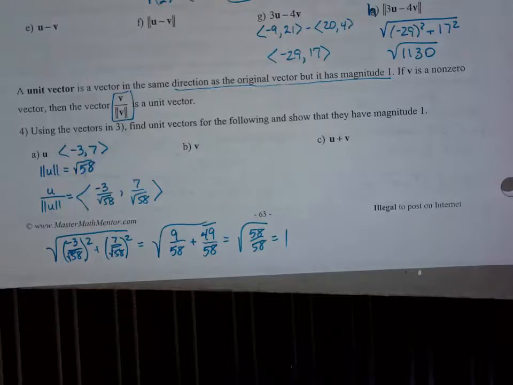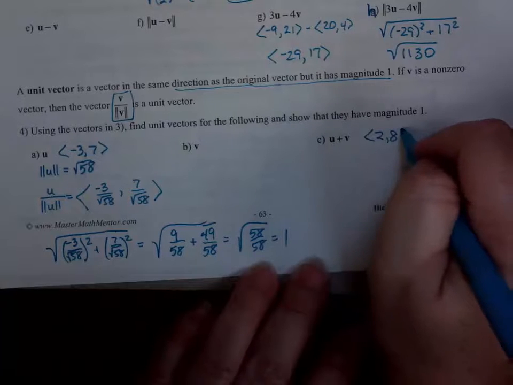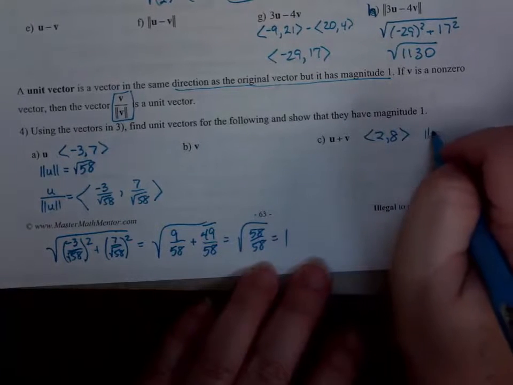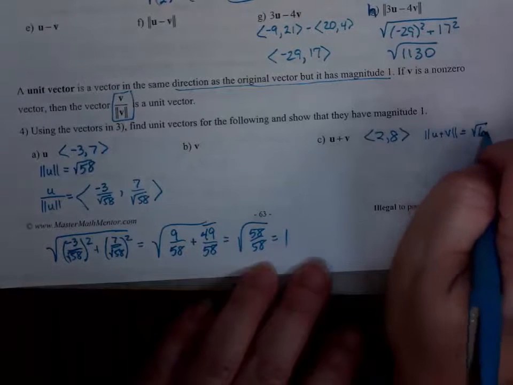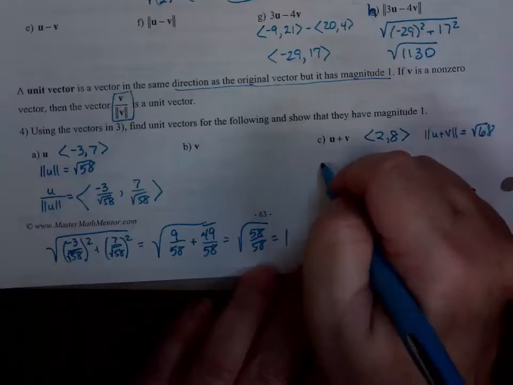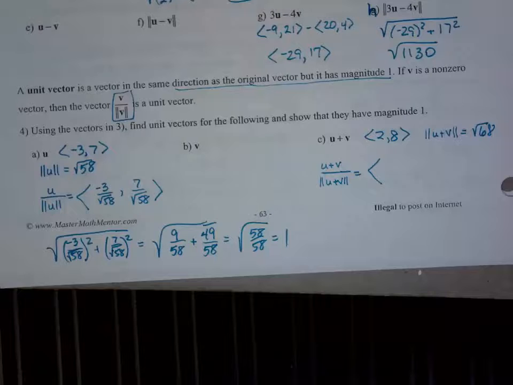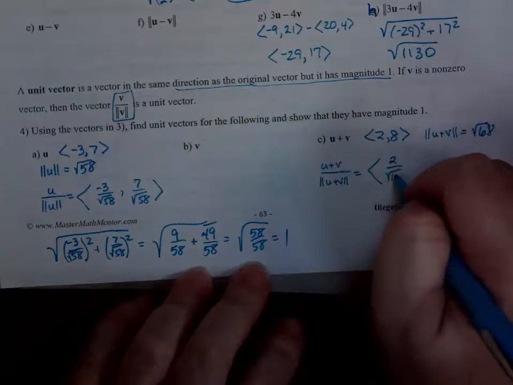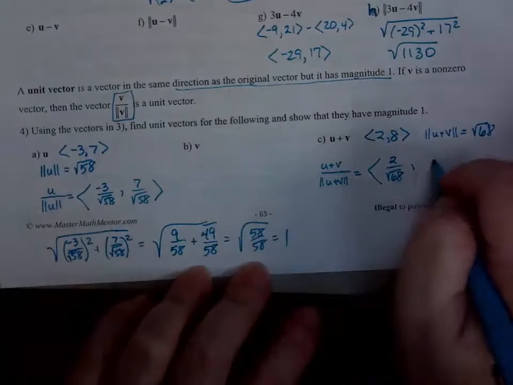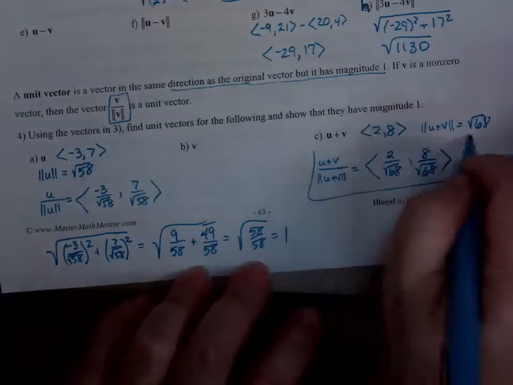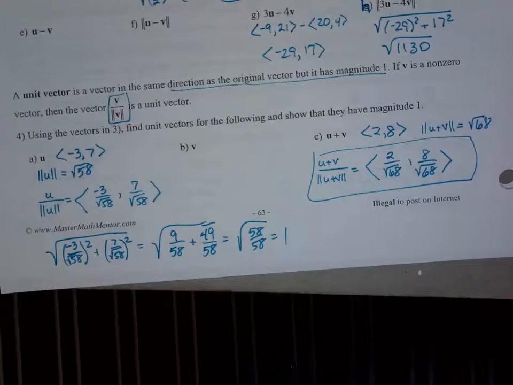All right, u plus v, what did we get? That was 2, 8. And we found that its magnitude was the square root of 68. So we write u plus v over the magnitude of u plus v equals big bird beak. What is my first component? 2 over the square root of 68, comma, 8 over the square root of 68. And I'm done. I'm not going to prove that it's 1. It's just going to work. That's how you find unit vectors. Divide by the magnitude. Okay? Questions? All right, go ahead and turn the page.